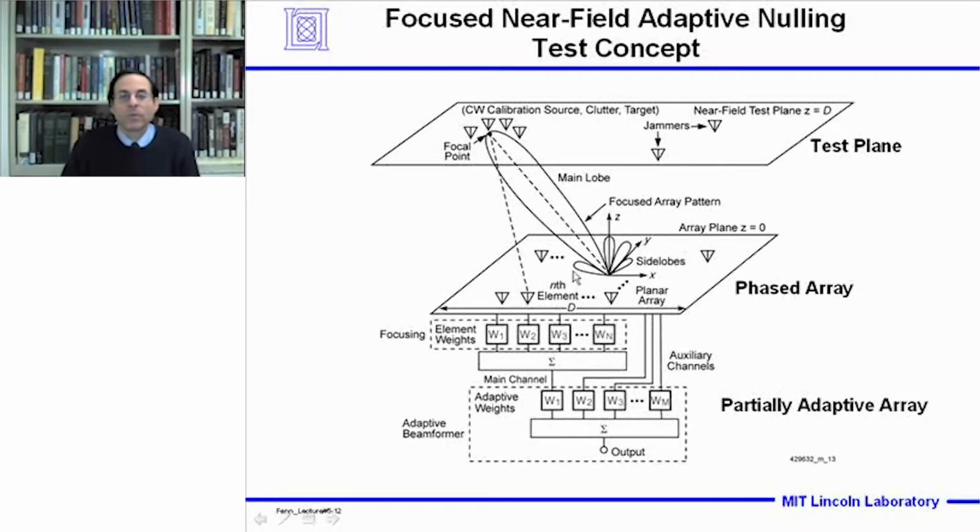So we'd have a focused main channel output. We can tap off a number of auxiliary elements, forming a side lobe canceller or a partially adaptive array. So we have a number of weights that are used in the adaptive nulling process. So we can have jammers in the side lobe region, and we can have clutter and target in the main beam region. Now we're showing this on a planar near field test plane, which might be compatible with conventional planar near field scanning equipment.